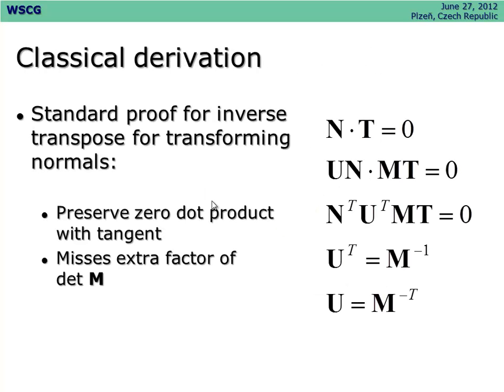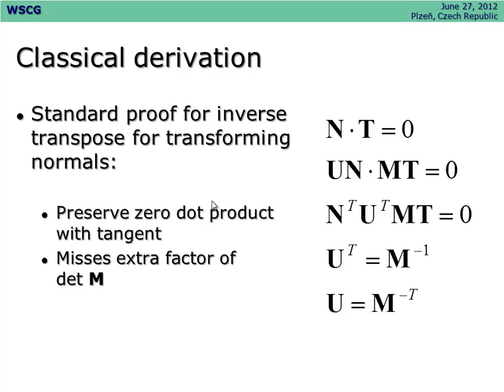Now, you're probably familiar with the fact that you're supposed to use the inverse transpose, and there's a fairly simple proof as to why the inverse transpose is the right matrix to use, but it misses this extra factor of determinant M. So it doesn't work if there's any kind of reflection or scaling going on. We normally don't care about scaling for normal vectors because we're going to renormalize them anyway.